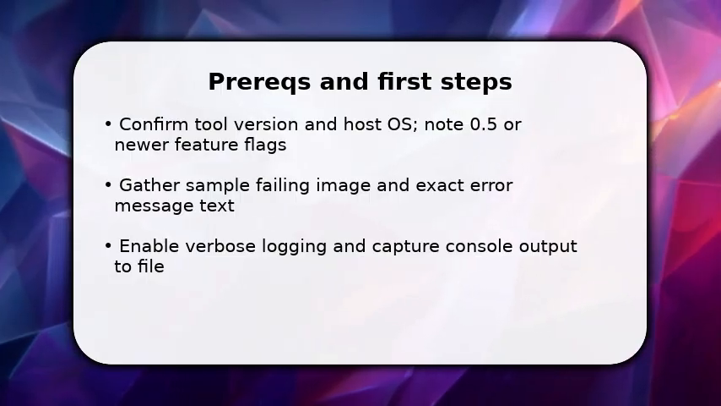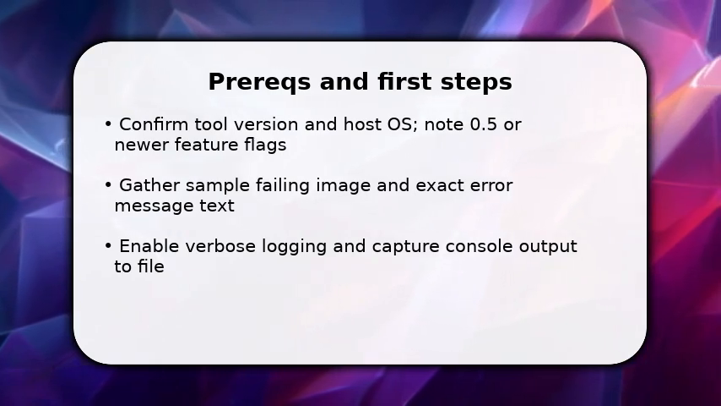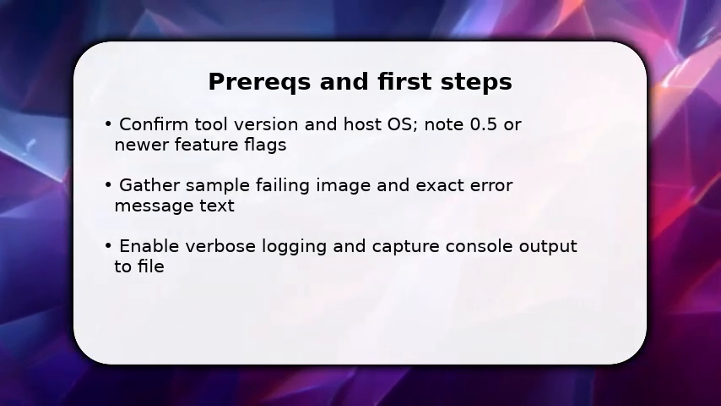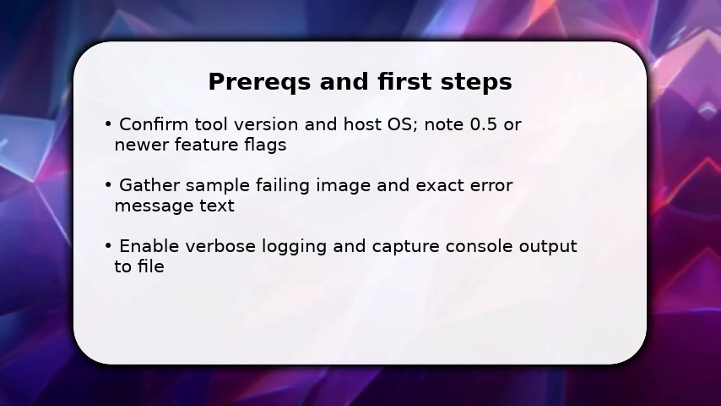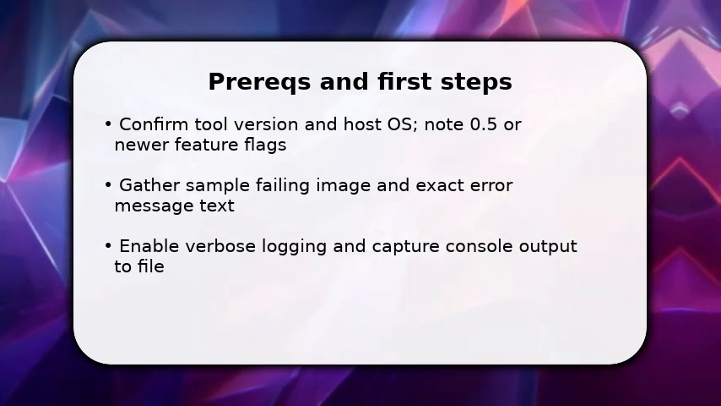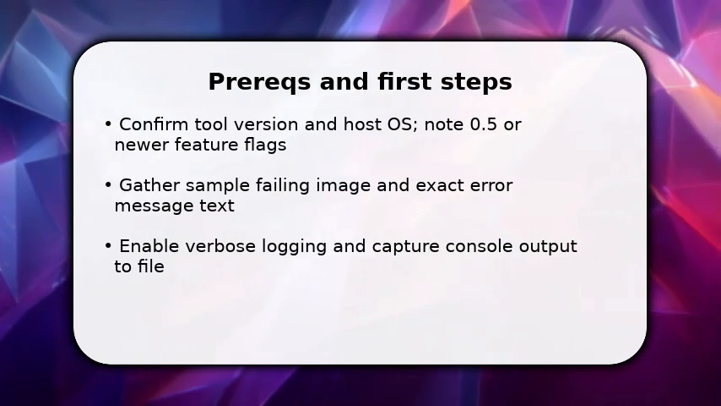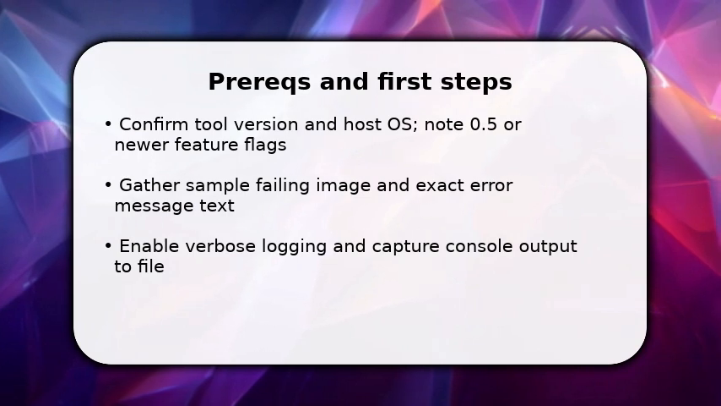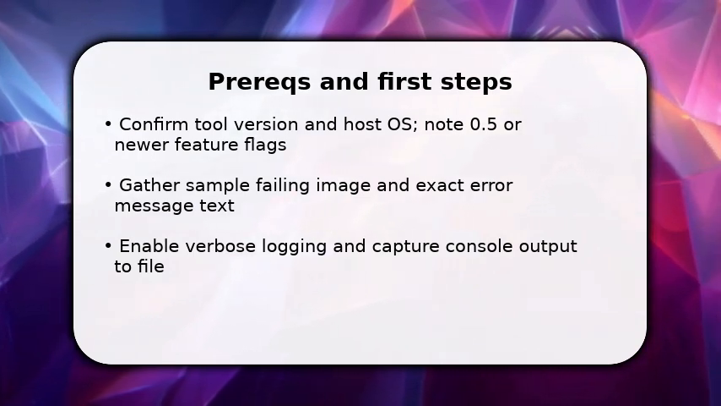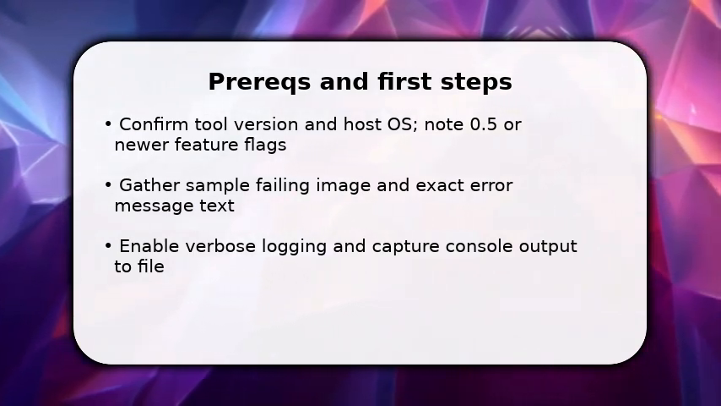You start by confirming the tool version and the host operating system so you know what features and bugs apply. Next, you collect the exact failing image and copy the error message. This gives diagnostic clues. Once done, enable verbose or debug logging in the tool and save the console output to a file so you can trace execution.